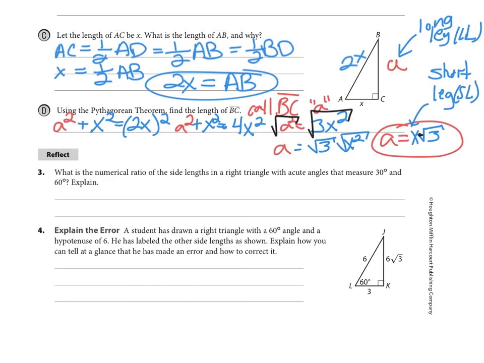Let's review. The short leg is half the length of the hypotenuse, and the long leg is the same thing as the short leg times radical 3. Now that always works no matter what starting values we might have, as long as we know it's a 30, 60, 90. So we're going to use some problems next and see if we can apply those relationships.